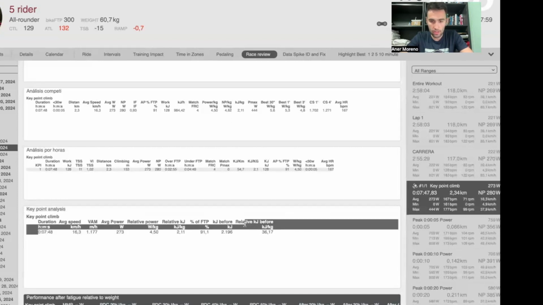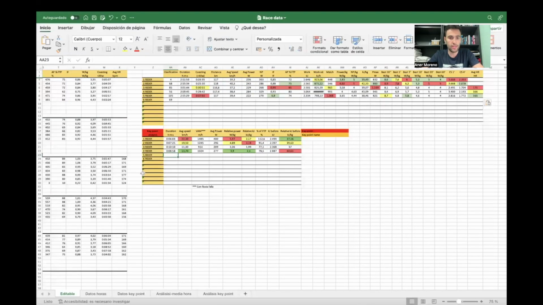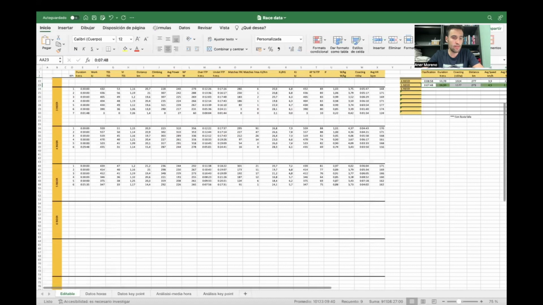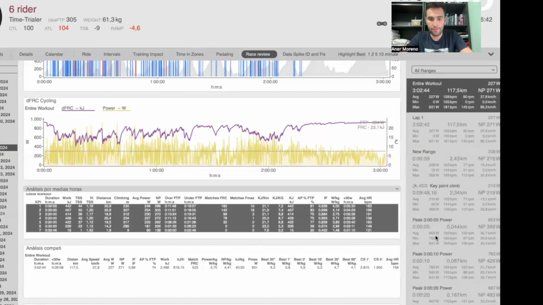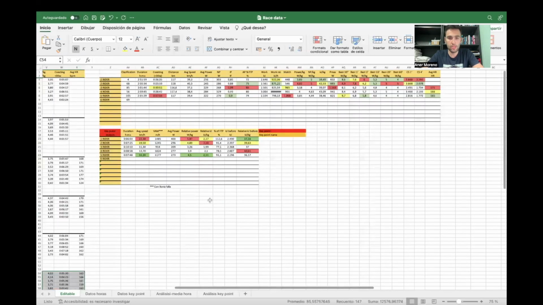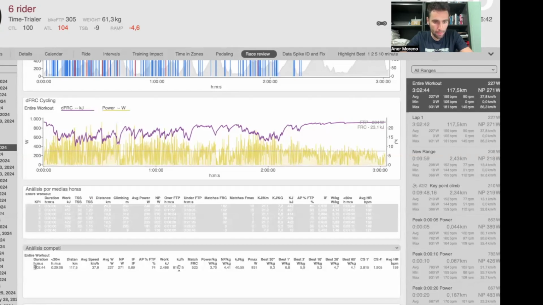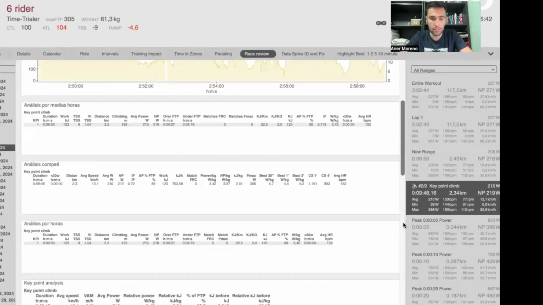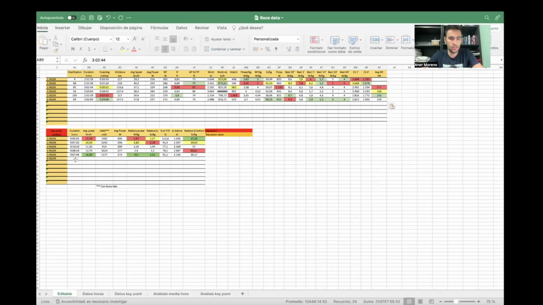Let's take it, copy and paste. The last rider, rider 6, analysis of half an hour, copy paste, the whole race, key point of the race. Let's go here, copy paste.